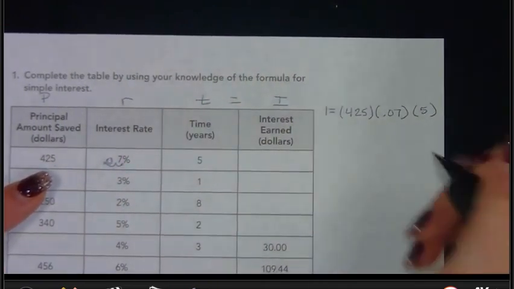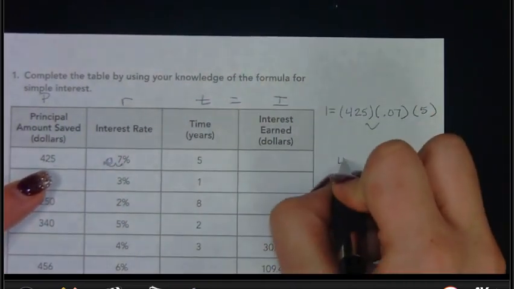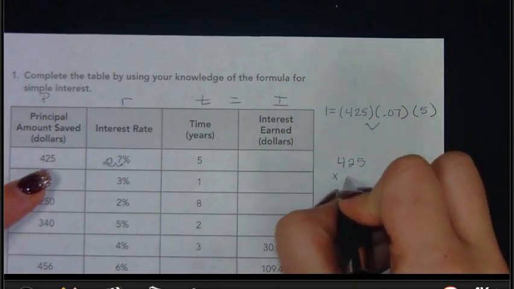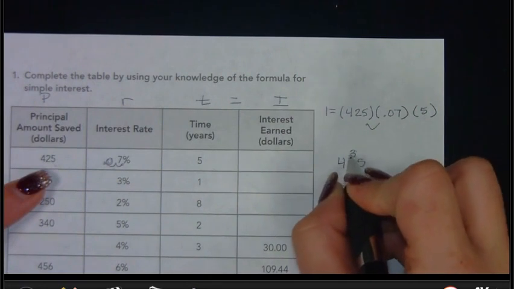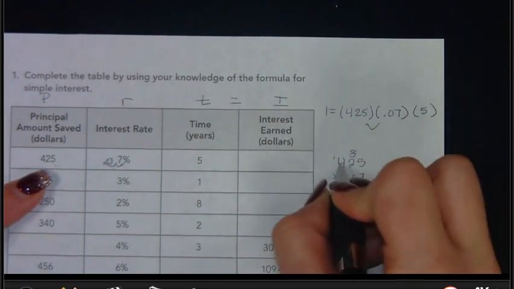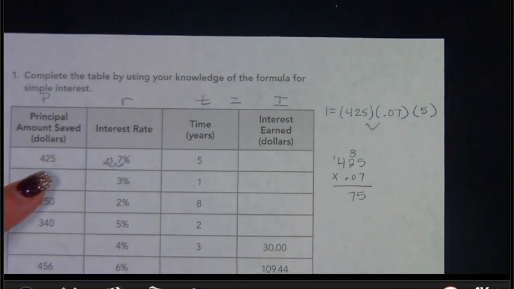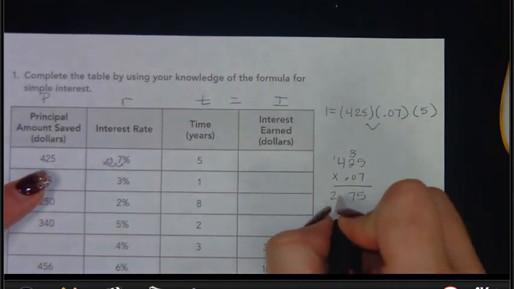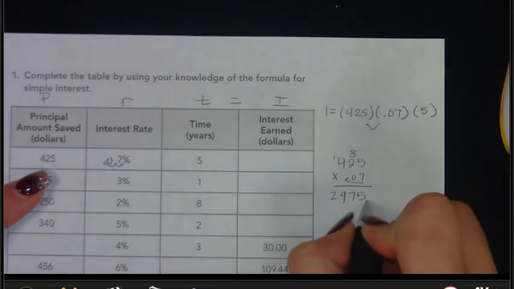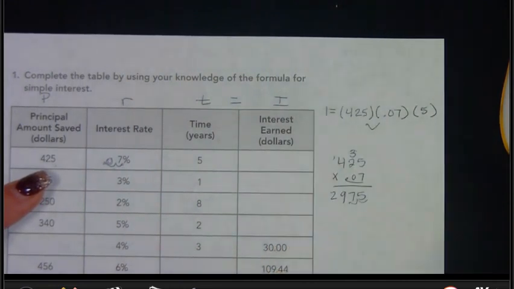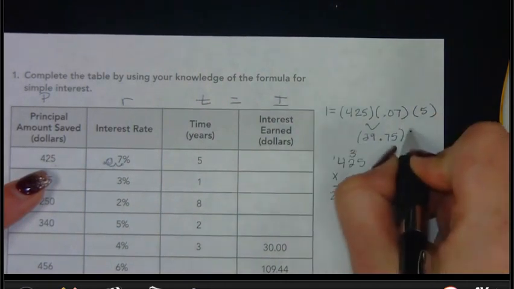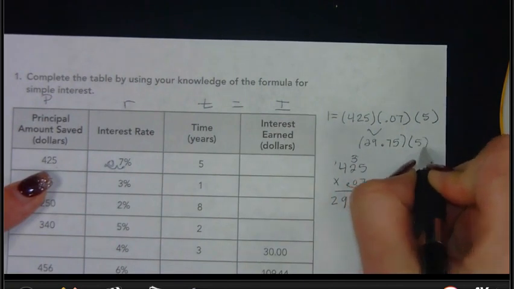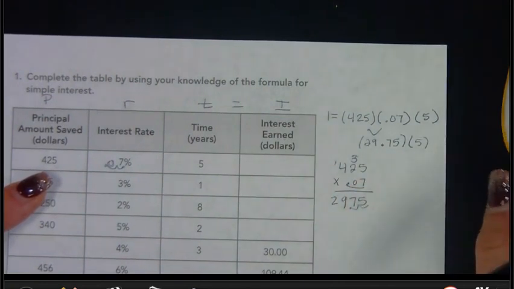So we're going to multiply the first 2 numbers together. So I'm going to have 425 times 0.07. 7 times 5 is 35, 7 times 2 is 14, plus 1 is 15, 16, 17. 7 times 4, I believe, is 28. Yep, 28 plus 1 more is 29. I have 2 decimal place values, so I'm going to go 1, 2, and I get 29.75. And I'm not done. I still need to multiply this by 5.